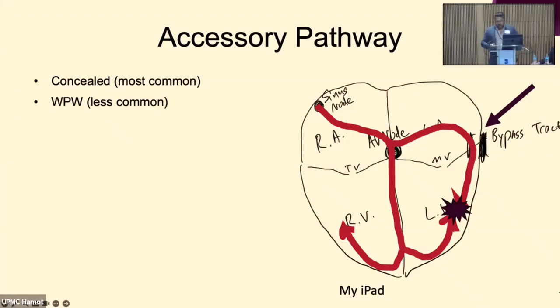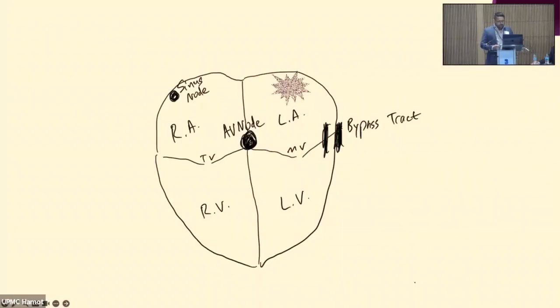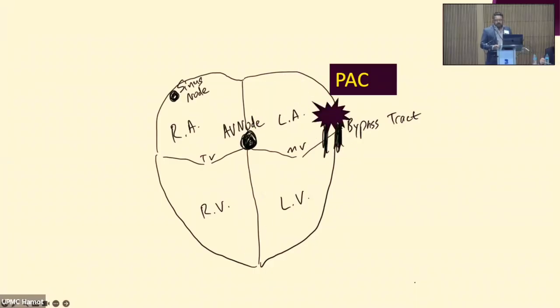And there's the reference for that, my iPad. It took me a long time to figure out how to show this until I said, you know what, I'm just gonna draw this. So now let's look at what happens with a bypass tract. You have a PAC, and if the timing of everything is just perfect, what's going to happen is this PAC is going to block in the bypass tract, but it will have access to the AV node. And you've essentially created reentry, what we saw at a very small AV nodal level, at a much macro level.